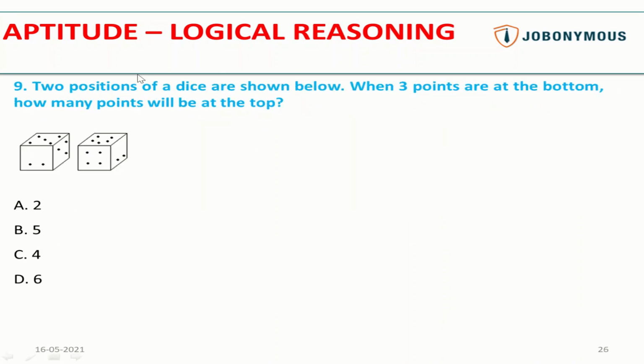Next, again, dice related problem in logical reasoning. Two positions of a dice are shown. When 3 points are at the bottom, how many points will be at the top? So this is the point 3. So when this is at the bottom, what should be the face at the top? So this face will be at the top. So you have to find out what the value of this face is. So here the correct option is 4.